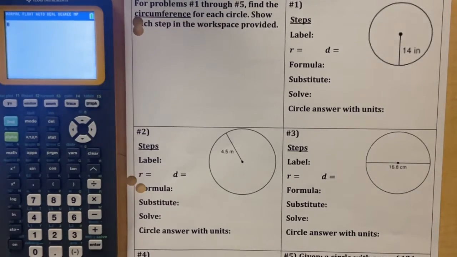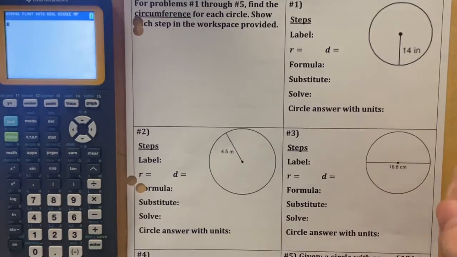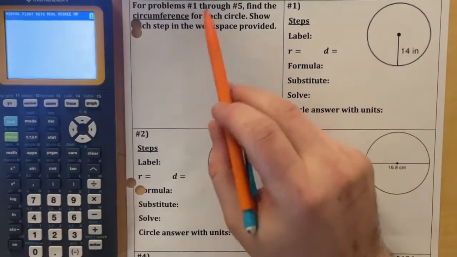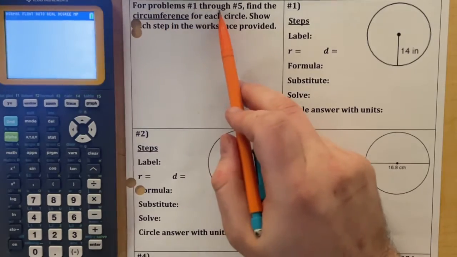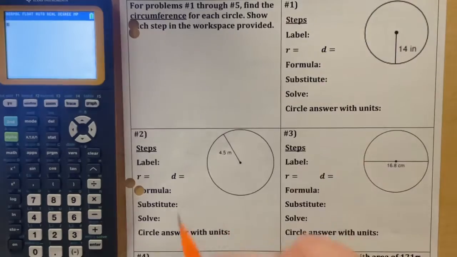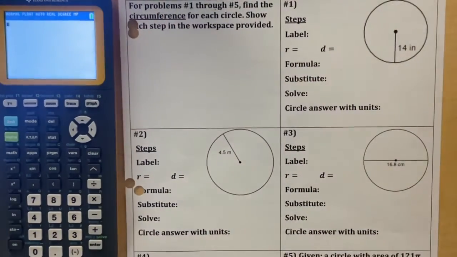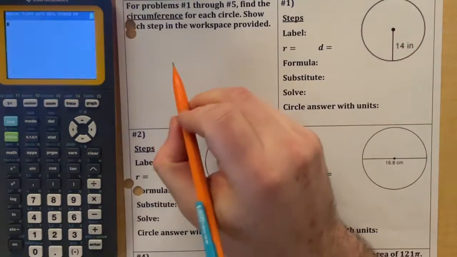And in this video, we're going to be working on that circles assignment 3-1. And on the front, we're going to be finding the circumference for each of these circles. Make sure you show your work in each step. Some reminders for you again: problems 1 through 5, we'll find the circumference, and then on the back, we'll do something different. Make sure you put your name on it.